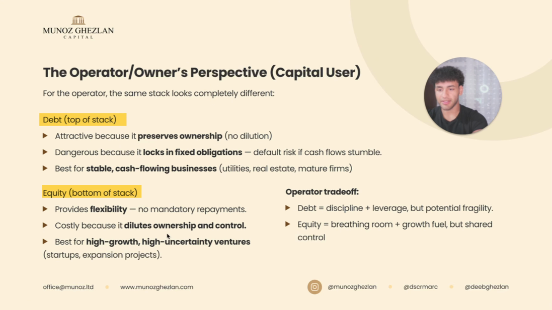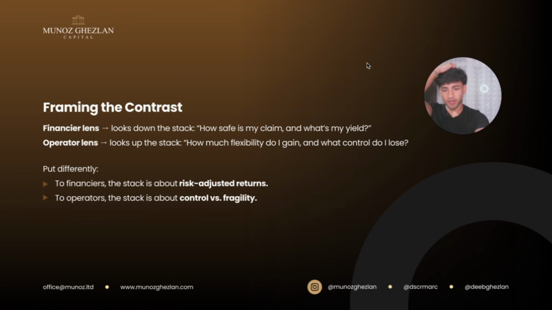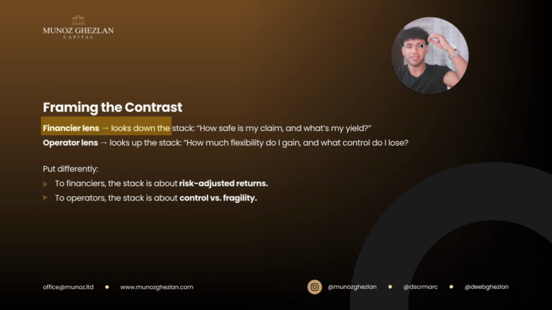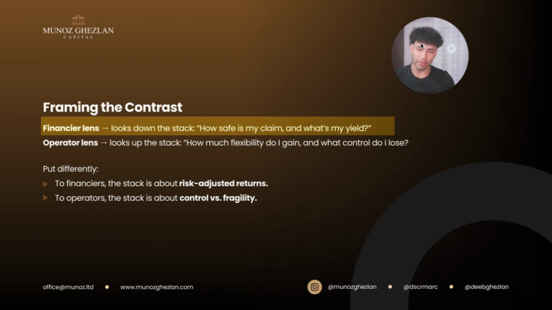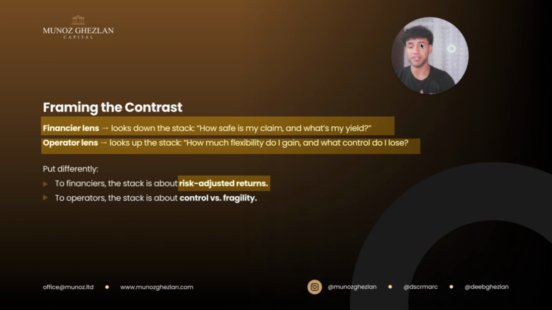So equity provides some flexibility. There's no mandatory repayments, but it's costly because it dilutes ownership and control. So just to frame that contrast there, the financier will basically look at the capital stack from the top down and say, how safe is my money? How much am I going to be getting back? And then the operator, the business owner, is going to look at the capital stack from the bottom up because he has equity, and is going to think, how much flexibility do I gain and what control do I lose? So a capital allocator or a banker or a financier is going to think about risk-adjusted returns, whereas an operator or a business owner is going to think about cash flow, fragility, and control, profit share, ownership, etc.